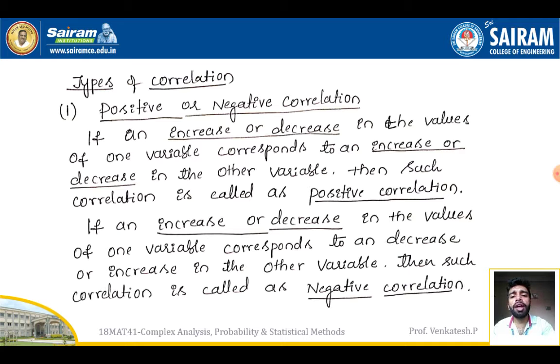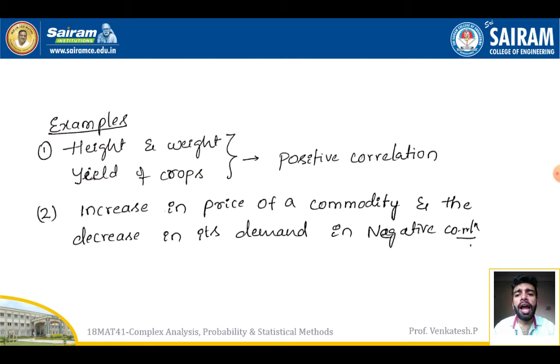In other words, if an increase or decrease in the values of one variable corresponds to a decrease or increase in the values of the other variable, then such correlation is called negative correlation. Here, if one variable increases and the other variable decreases, or if one variable decreases and the other increases, these kinds of opposite correlation are called negative correlation. Examples: height and weight, or yield of crops, are positive correlation. An increase in the price of a commodity and the decrease in its demand is negative correlation.